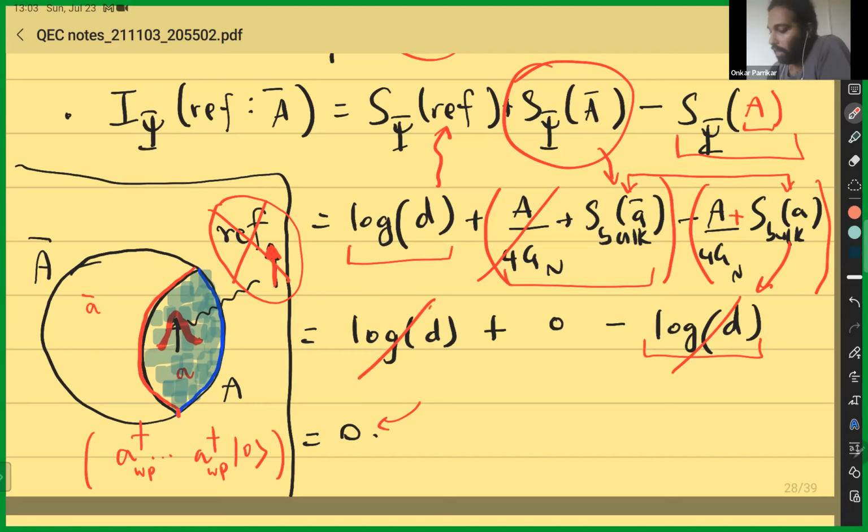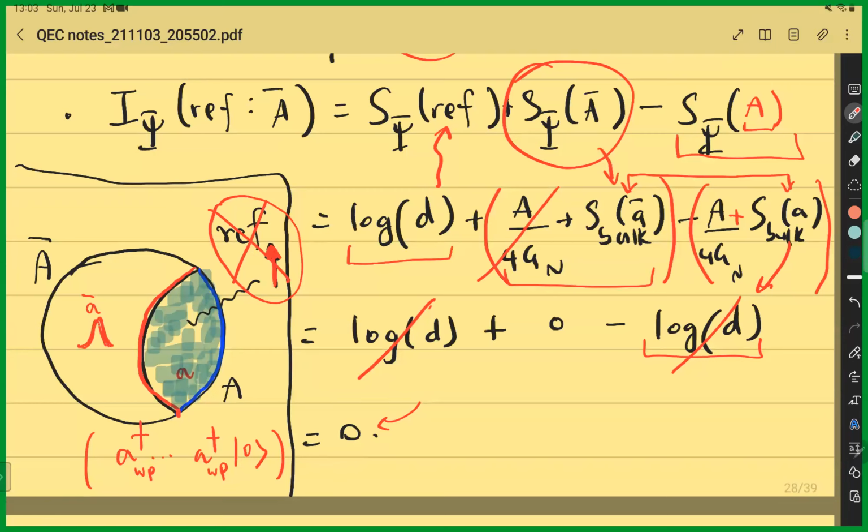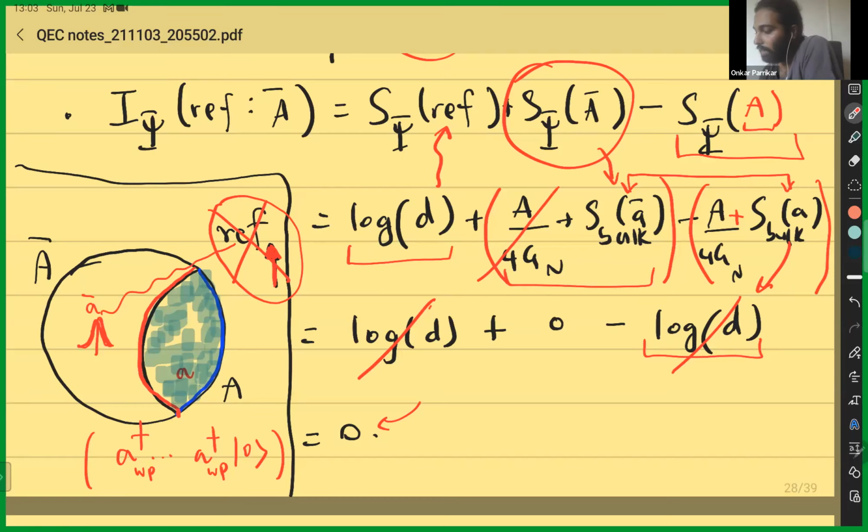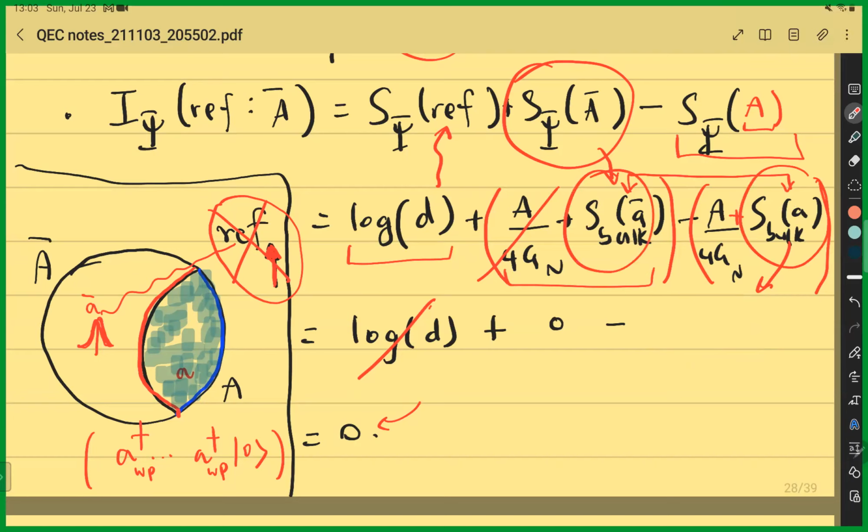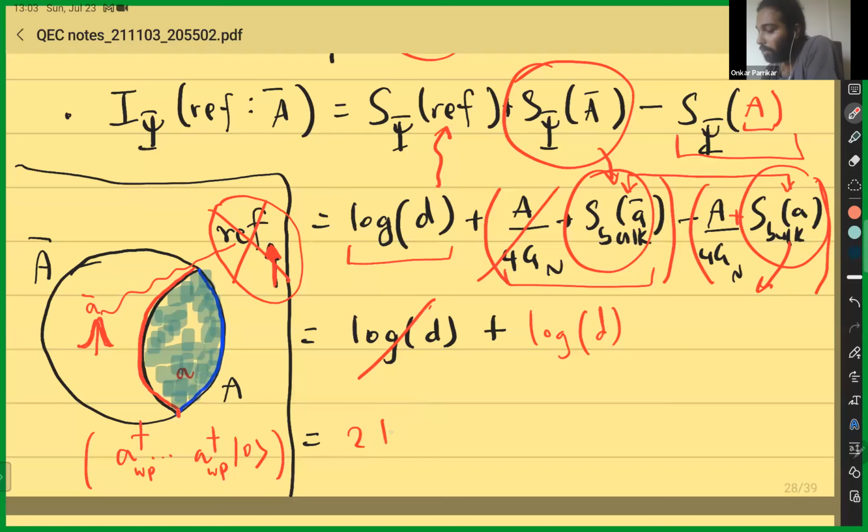Just as an instructive thing, if this code subspace that we had considered was not in the entanglement wedge of A, but let's say it was in the entanglement wedge of A bar. So let's say this mode was here, and it was maximally entangled with the reference. Now the calculation would be almost the same, except this log D, instead of being here, would be here, because this node is sitting in the entanglement wedge of A bar. So then you would get a plus log D in this formula, and that would add up to 2 times log D.